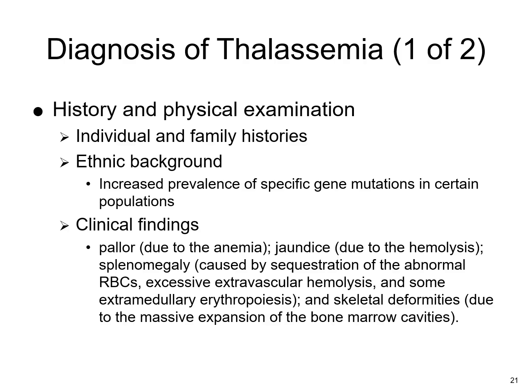So there is excessive extravascular hemolysis and compensatory extramedullary erythropoiesis, where the red blood cell production is occurring outside of the bone marrow. In chronic or severe cases, skeletal deformities may develop due to massive expansion of the bone marrow cavities. This is particularly in the skull and facial bones as the body attempts to increase erythropoiesis to try to compensate for that anemia.